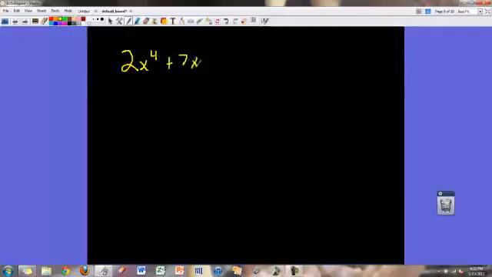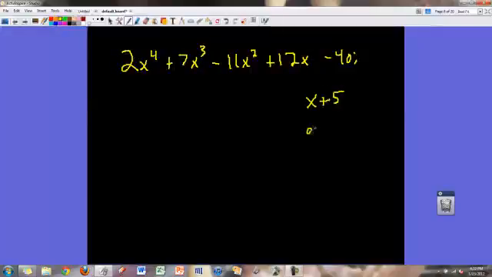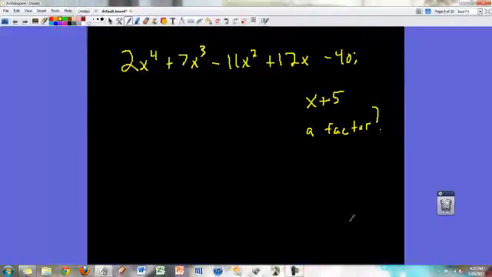2x to the fourth plus 7x cubed minus 11x squared plus 12x minus 40. And I want to know if x plus 5 is a factor. So go ahead and push the pause button, work it out. When you have your answer, hit the play button again, and we'll see what happens.